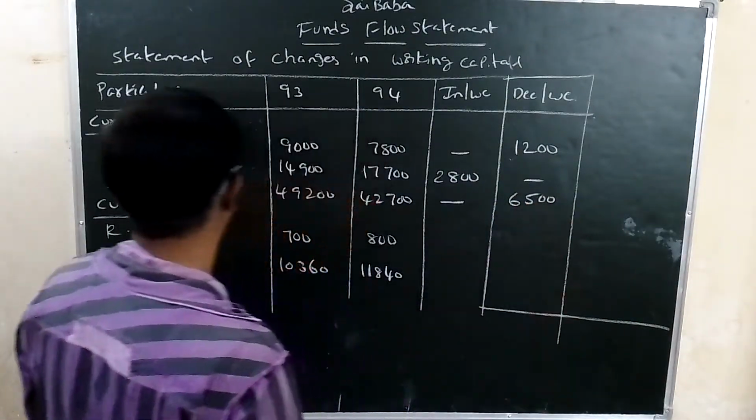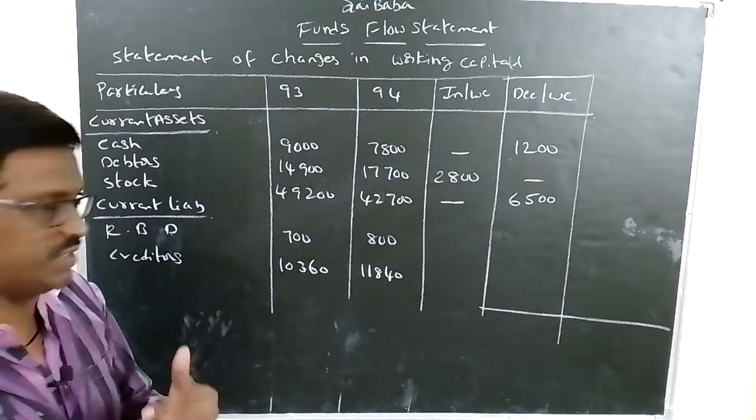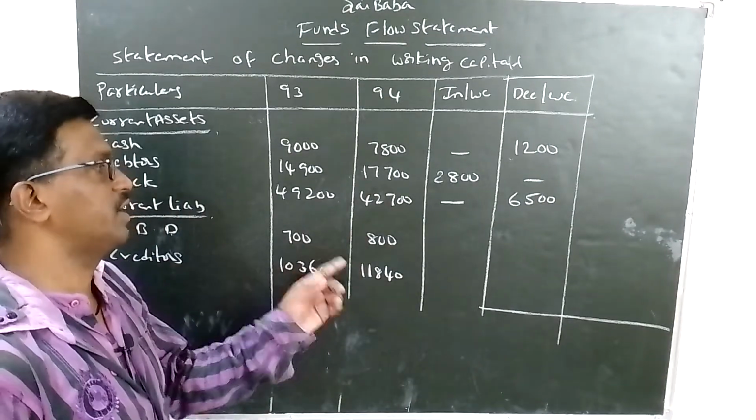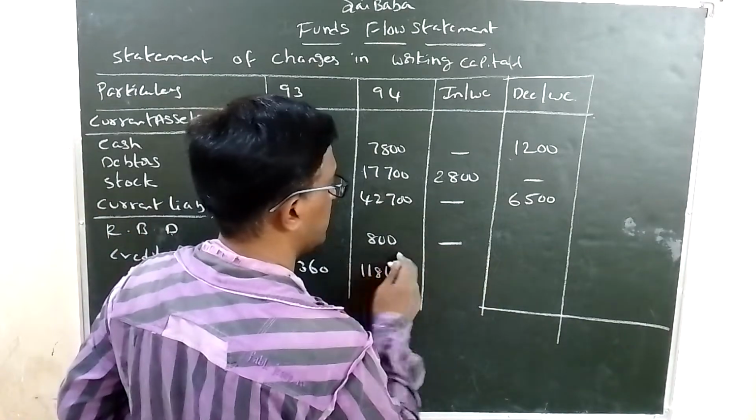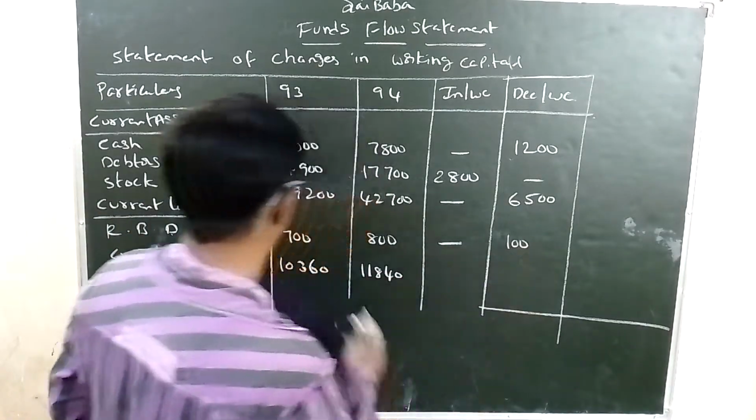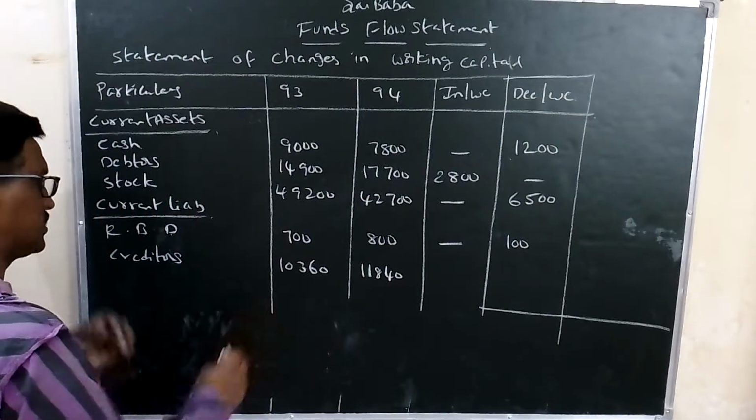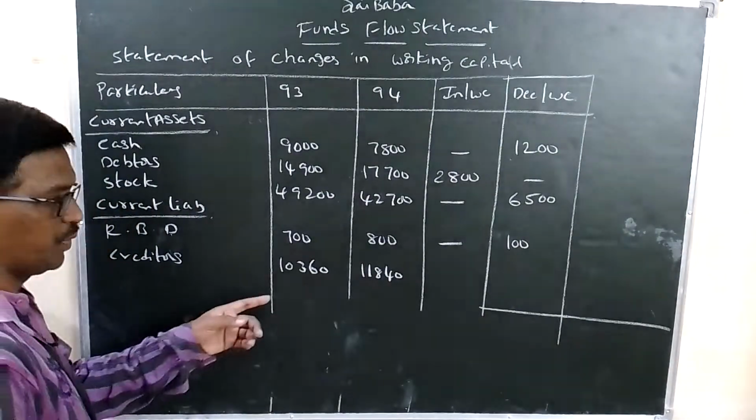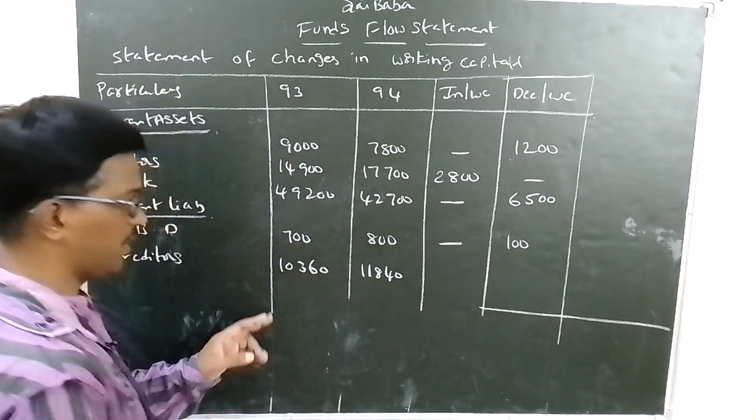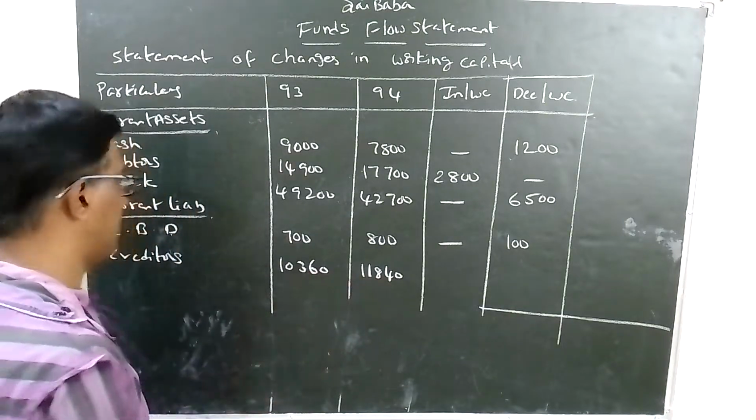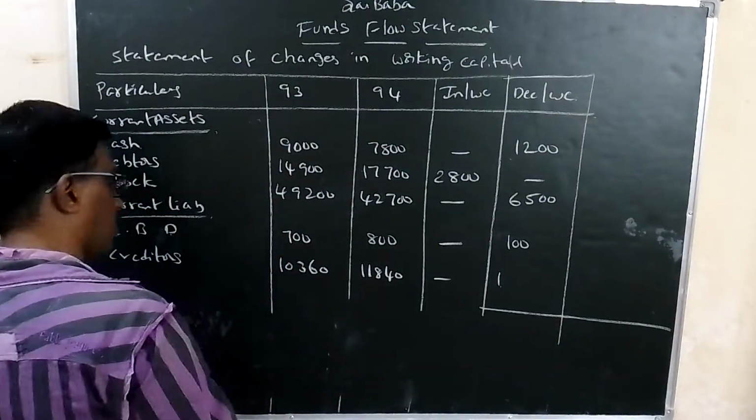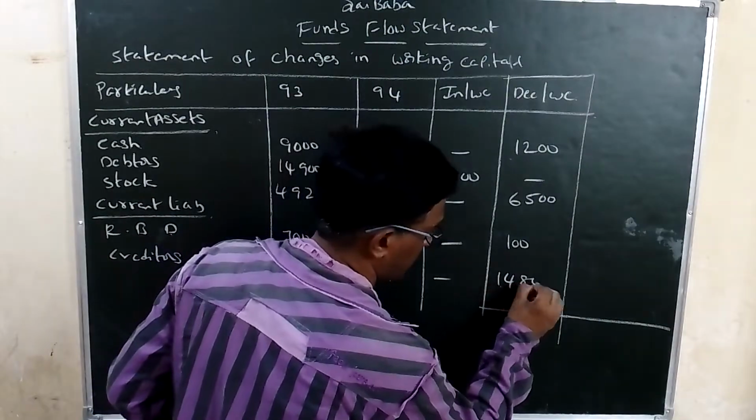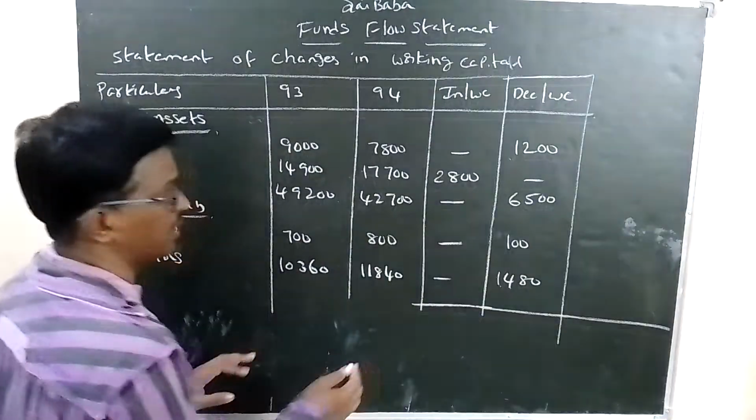6,500. Okay, current liabilities. Current liabilities are reverse. If current liabilities increase, working capital decreases. So here creditor opening 10,360, closing 11,840. It increases, so decrease in the working capital 1,480 rupees. Let us total the amount.